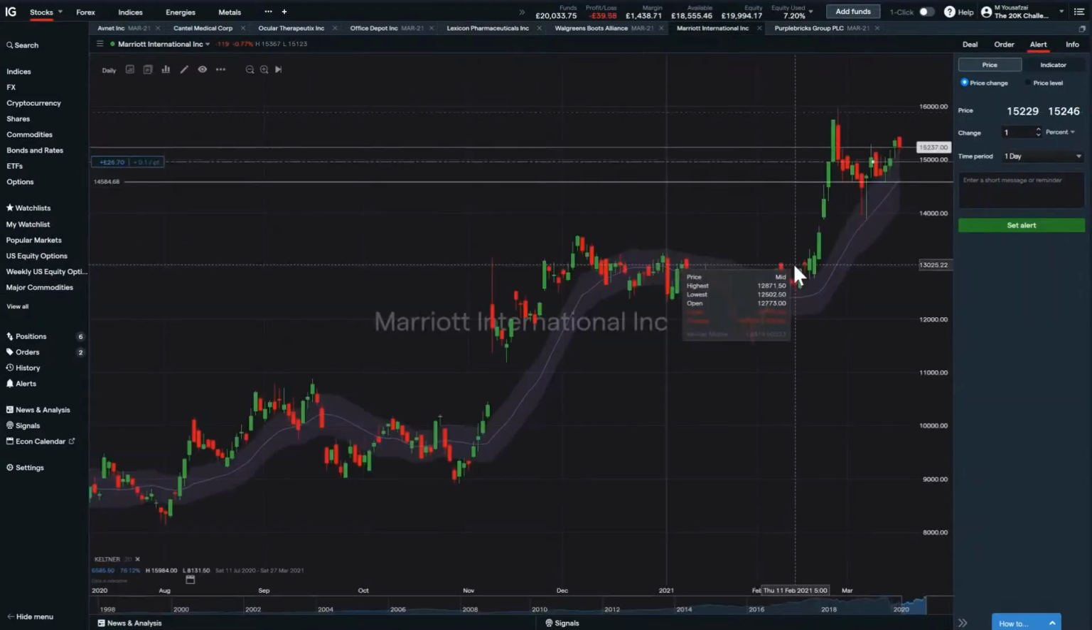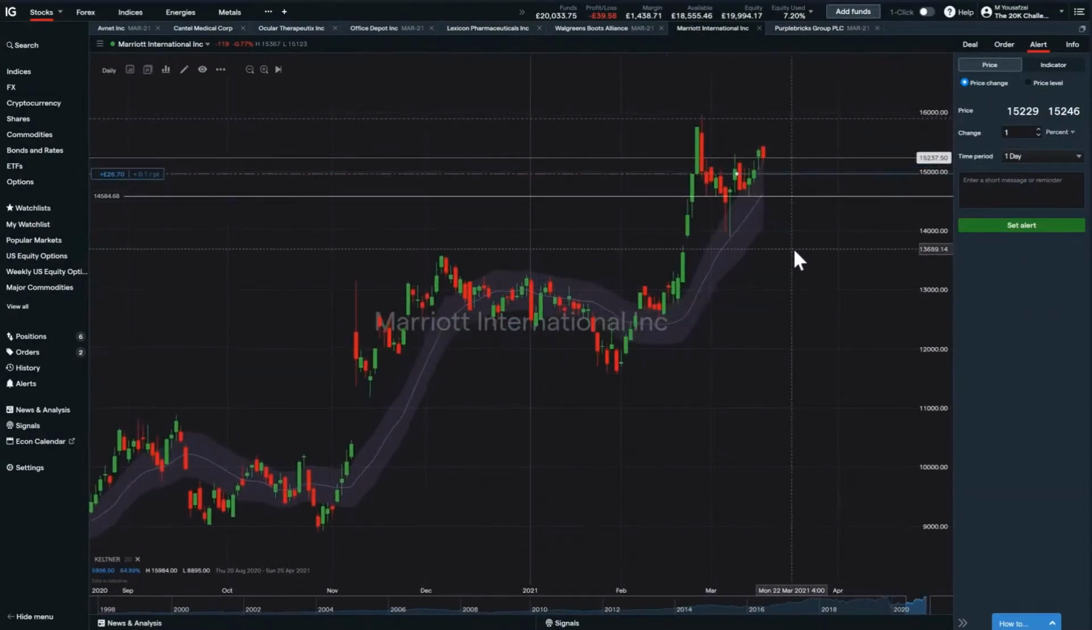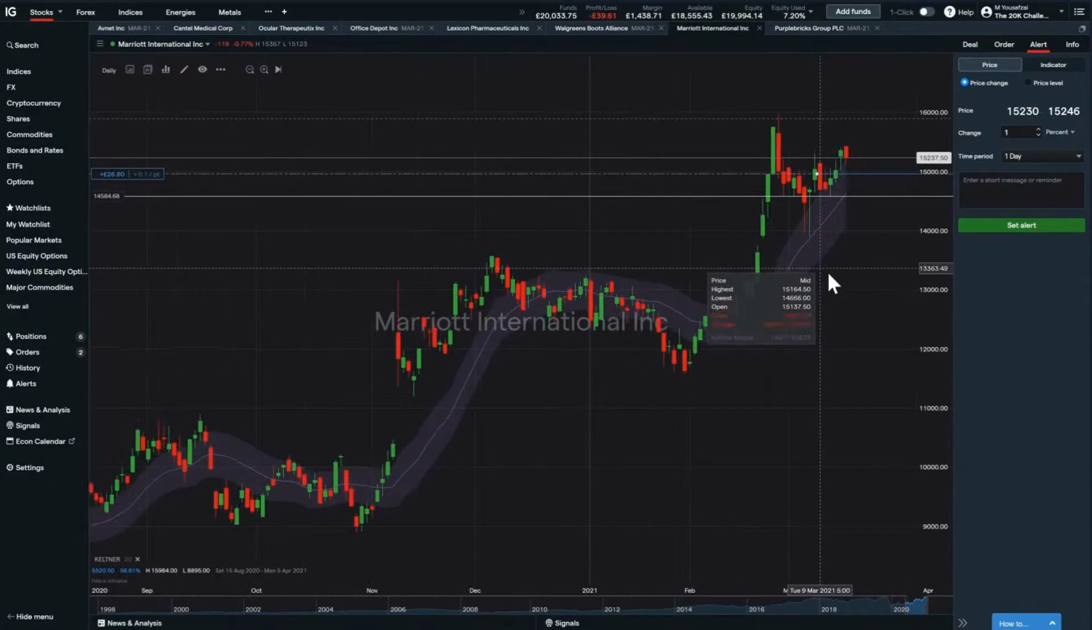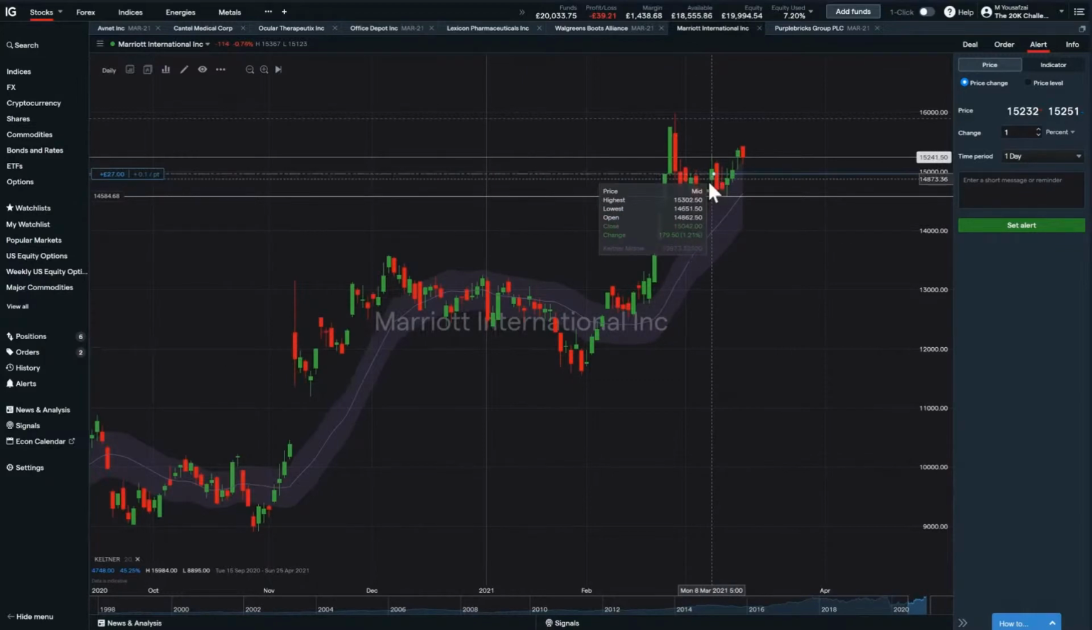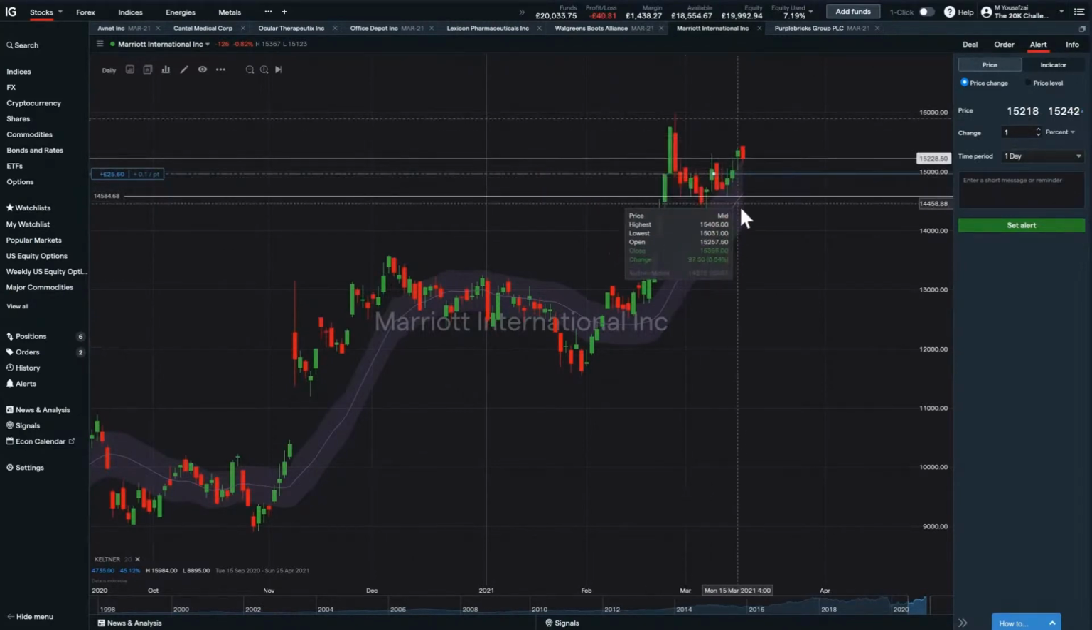Marriott is basically a pullback entry, broke, came down. We have a pin bar, went long there, slightly late because it gapped up. Then you had to sit through the drawdown, and now it's going up. Target is simply that, and stop loss is at break even, so we can't lose on this one.